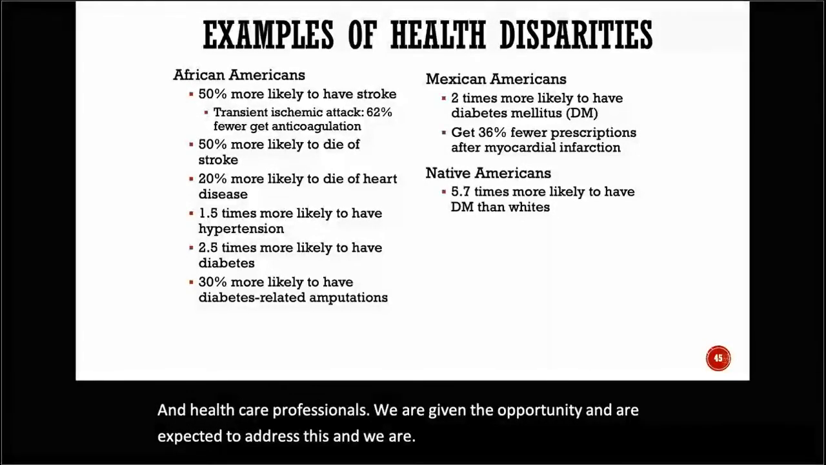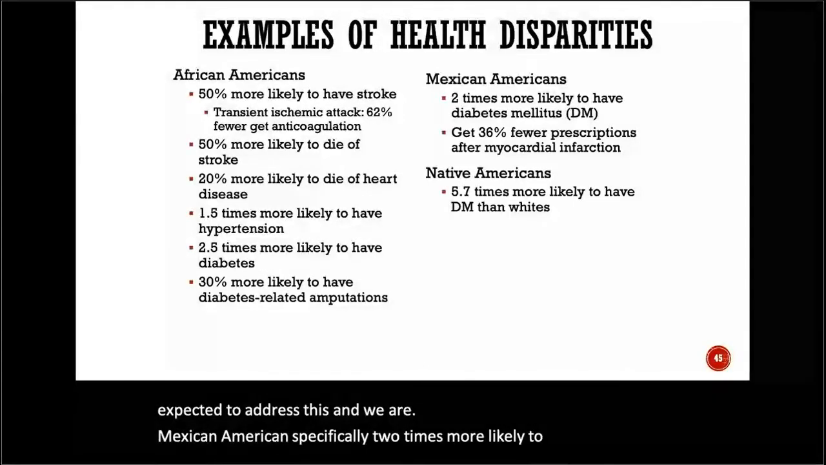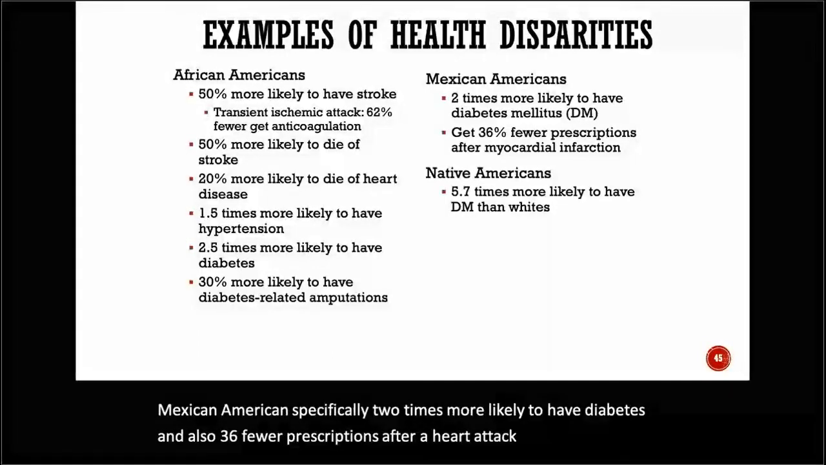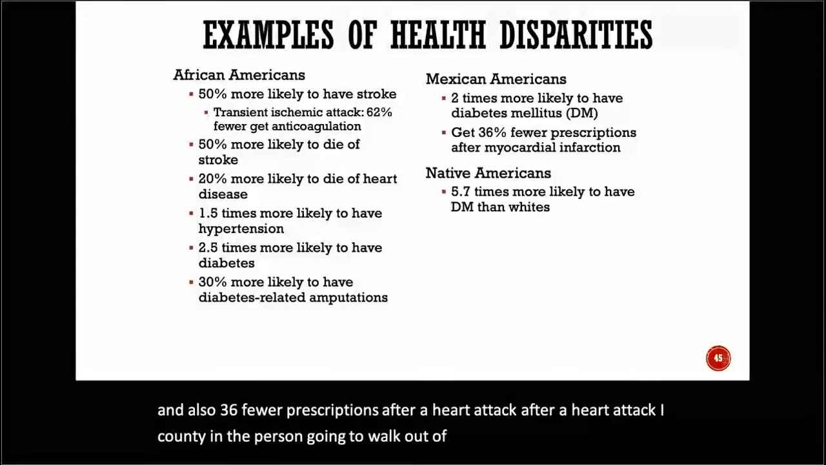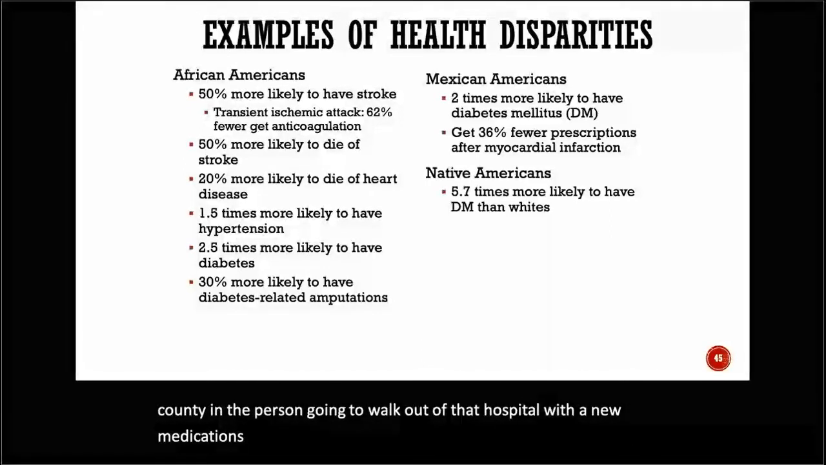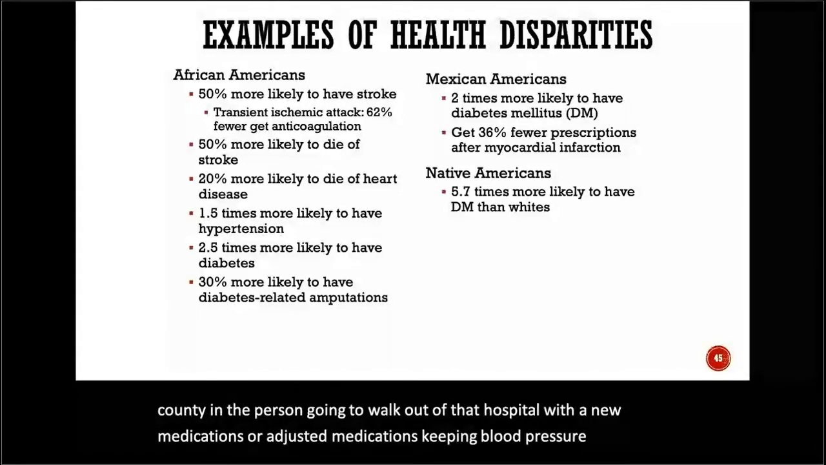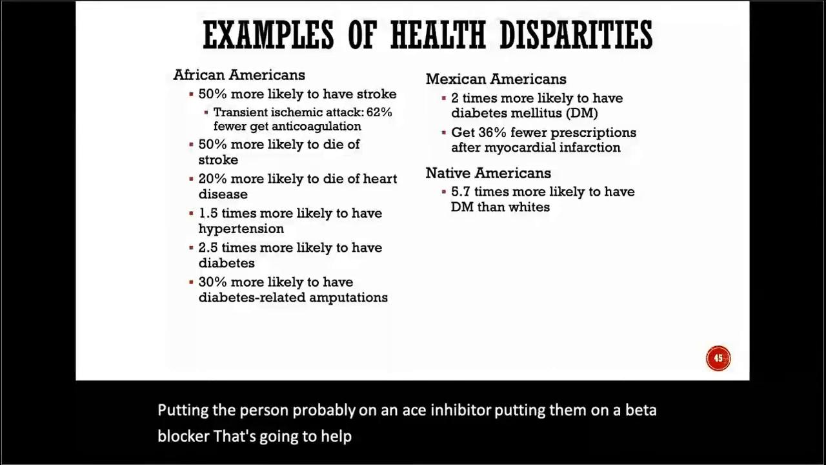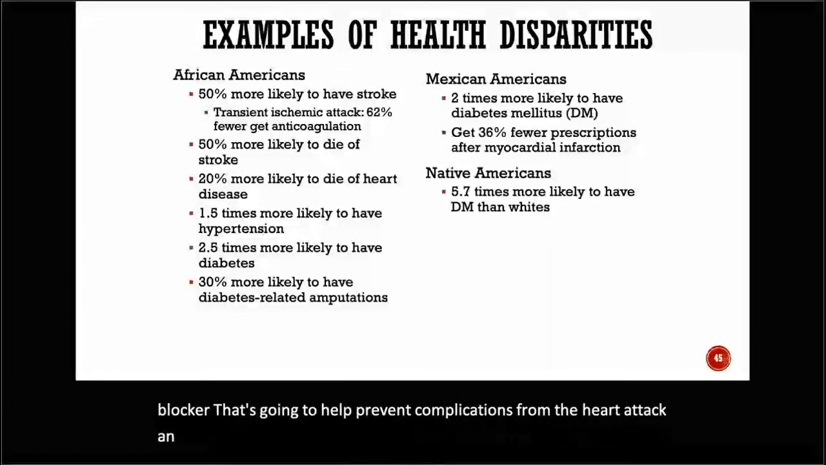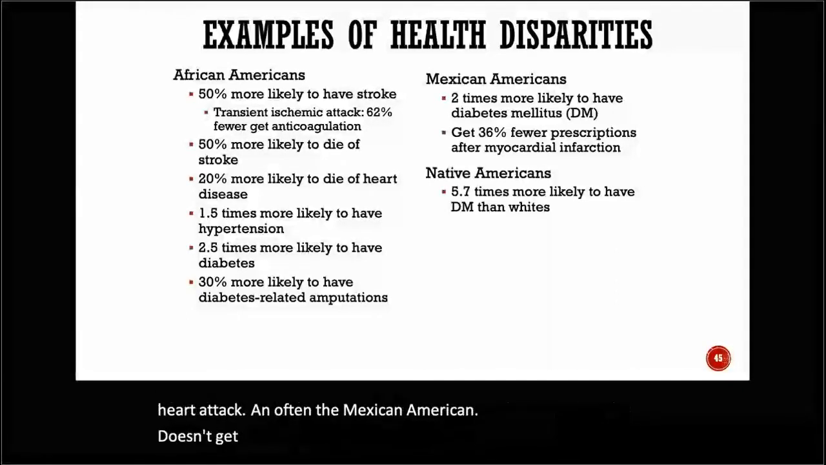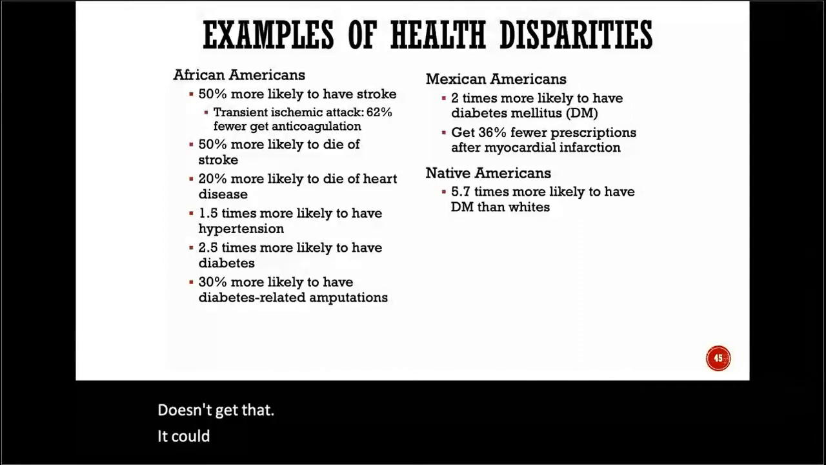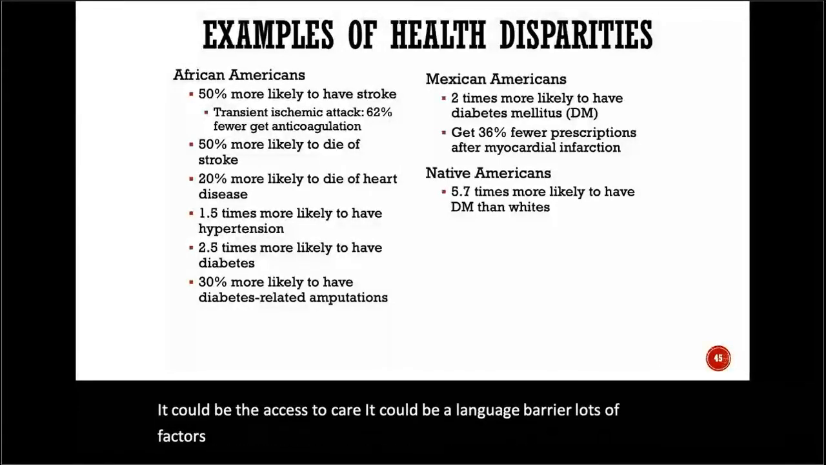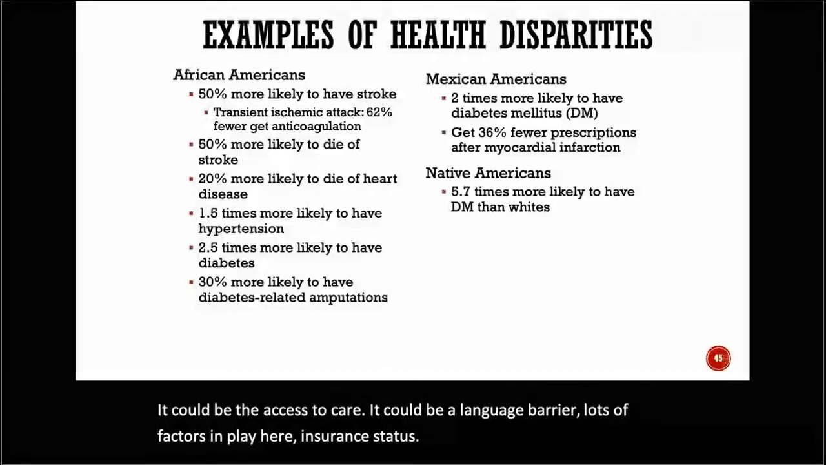Mexican Americans specifically are 2 times more likely to have diabetes, and also have 36% fewer prescriptions after a heart attack. After a heart attack, I guarantee the person is going to walk out of that hospital with a lot of new or adjusted medications, keeping blood pressure in check, probably putting the person on an ACE inhibitor, putting them on a beta blocker. That's going to help prevent complications from the heart attack, and often the Mexican American doesn't get that. It could be the access to care. It could be a language barrier. Lots of factors are in play here. Insurance status.